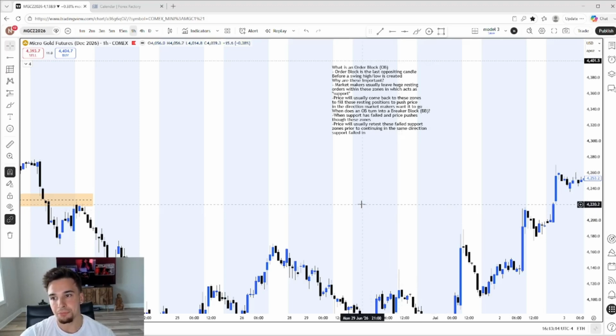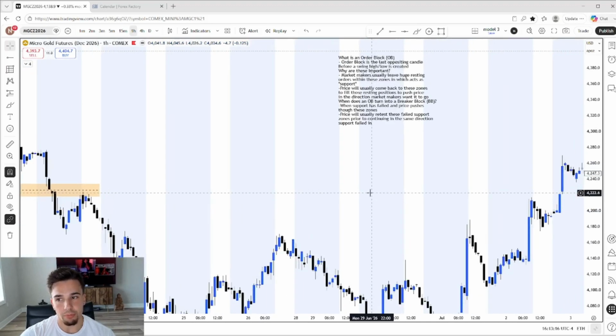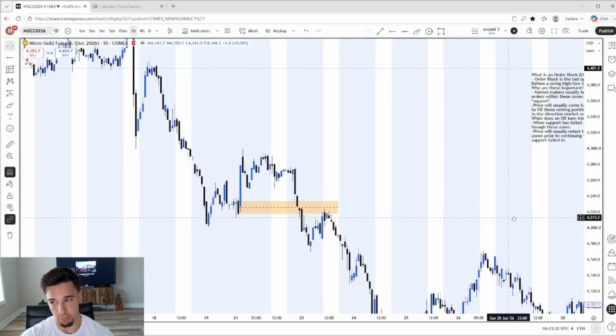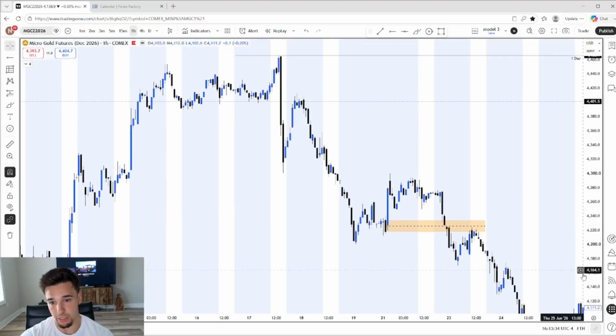So when support is failed, price will usually come back up, just like an order block, and it will retest that zone before continuing in the direction it wants to go, or in the direction that that order block was broken, or that support has failed, okay? So I'm gonna show you guys a very clear example of what a breaker block is, okay?